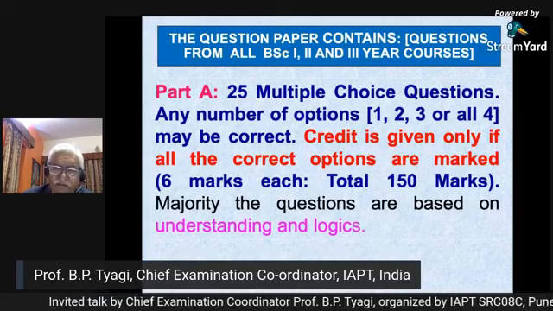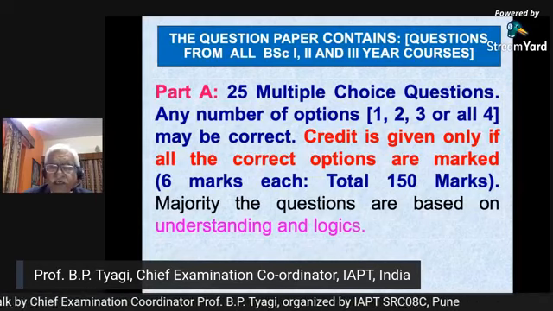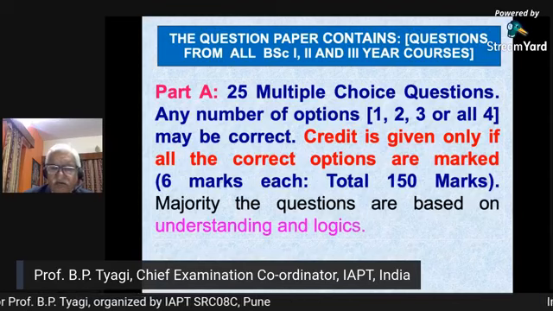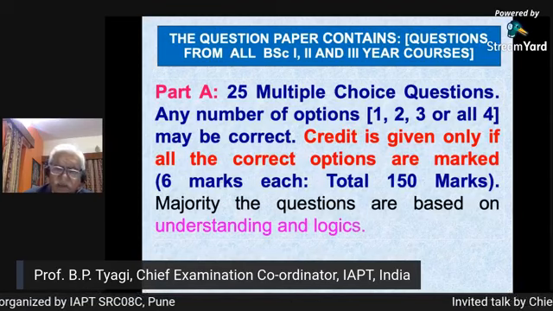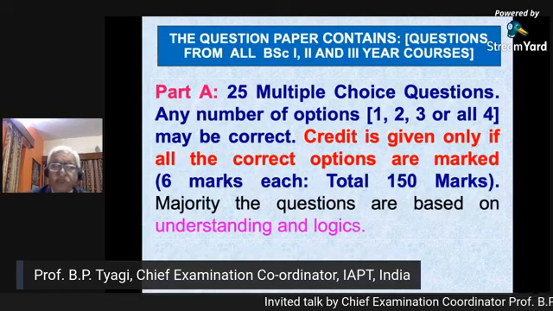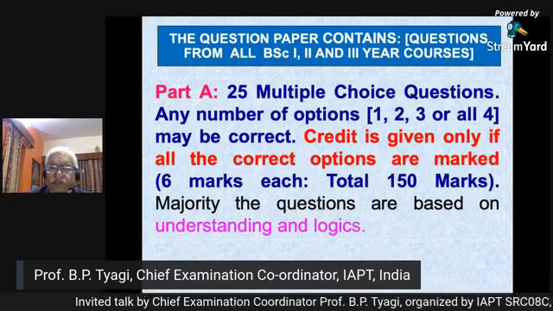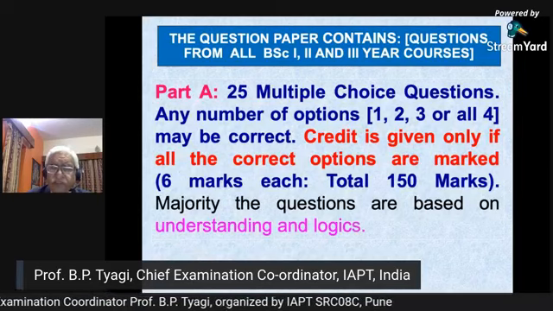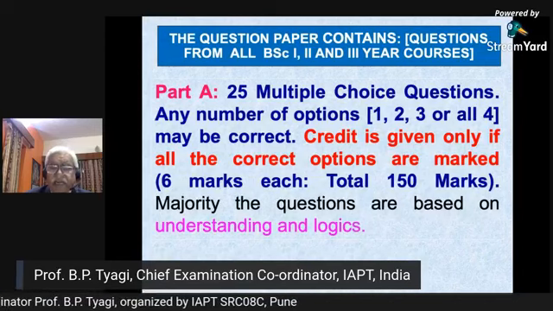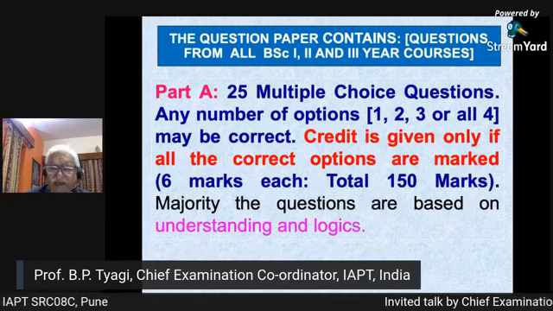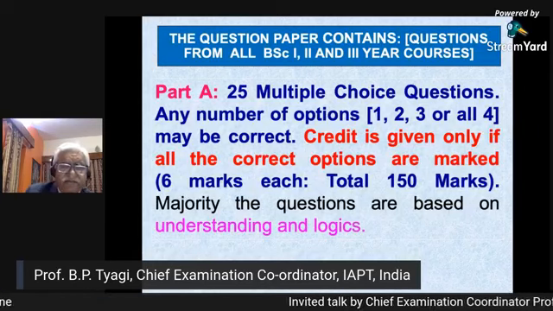On the other hand, there is no negative marking over here. When your answer is correct, you will get marks. If your answer is not correct, no negative marking. Each of these multiple choice questions is of 6 marks and the total is 25 questions, so 150 marks. The majority of questions are based on understanding and logic, and not merely cramming-type questions.